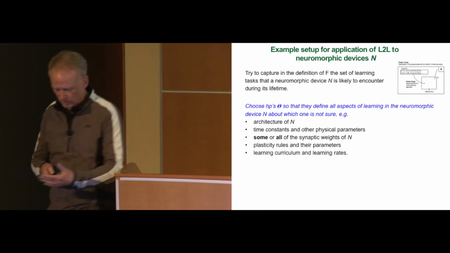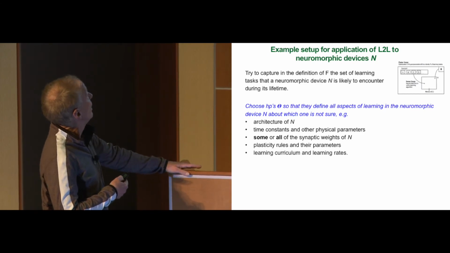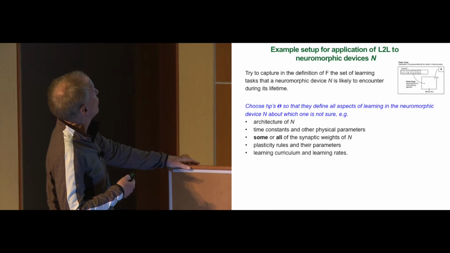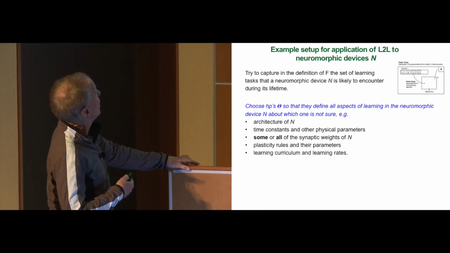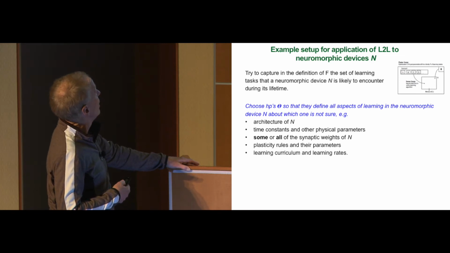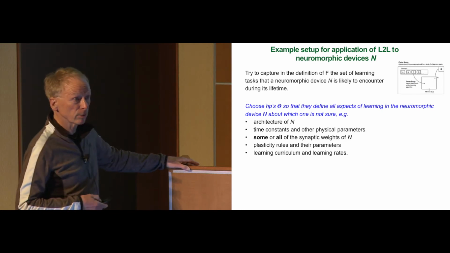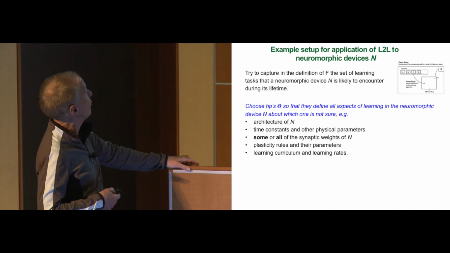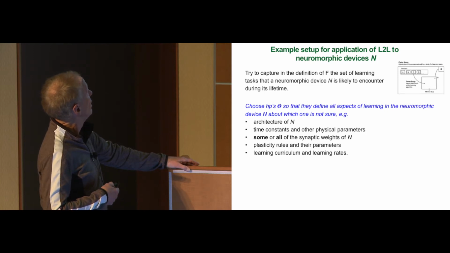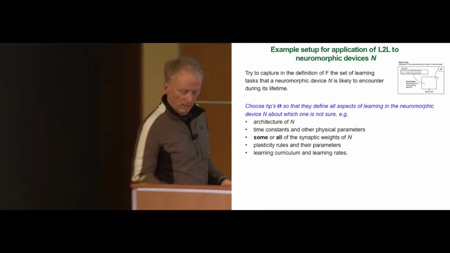So now when we think, for example, about a concrete neuromorphic device, for example a neuromorphic chip, then one has to define F as a family of learning tasks this chip is likely to encounter during its lifetime. The hyperparameters, one could, for example, think about choosing all those aspects of learning in this neuromorphic device N, in this inner loop, about which we are not sure, where we don't have clear mathematical principles. So this could be the architecture of N, the time constants, and other physical parameters of this neuromorphic device, some or all of its synaptic weights, the plasticity rules. There could be different rules used in different parts of the network, also at different times. And also a curriculum or learning rates could be specified through these hyperparameters.